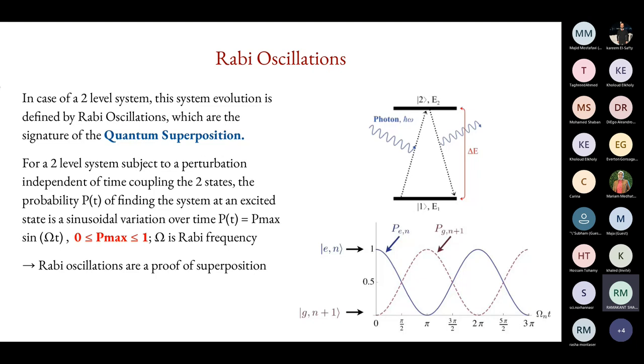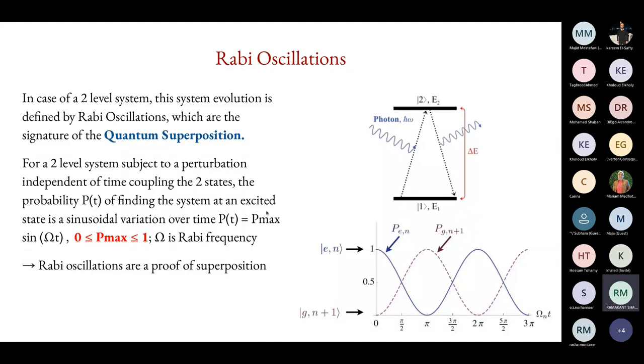So the system evolution is defined by the Rabi oscillations. As you can see, this sinusoidal pattern is known as the Rabi oscillations, which are the signature for the quantum superposition. So for a two-level quantum system subject to a time-independent perturbation coupled to the two states, that means this two-level quantum system is subject to an excitation procedure. The probability, which is also dependent on time, of finding the system in an excited state is a sinusoidal variation over time. So this is actually the pattern that describes the changing probability of measuring the state of our particle as it evolves from state 0 to state 1.